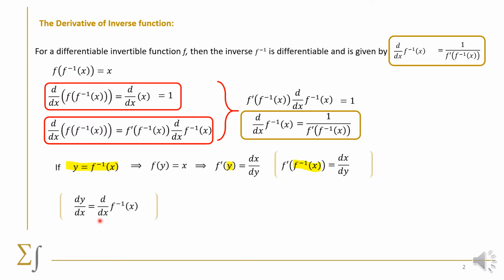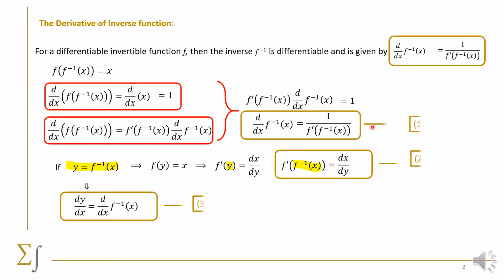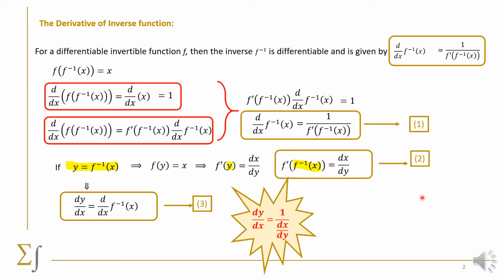Now we have the derivative of this is equal to dy by dx. The right-hand side is differentiated with respect to x. We compare both to one another and take into account this first equation. So from 1, 2, and 3, we come out with the result that dy by dx is equal to 1 over dx by dy.